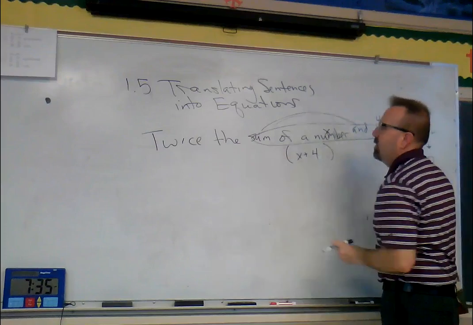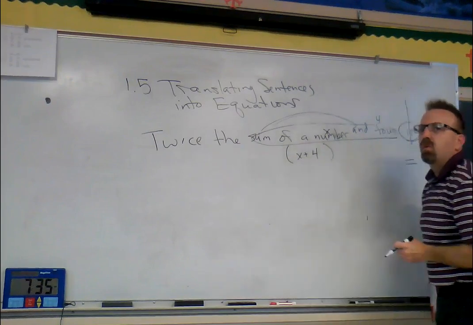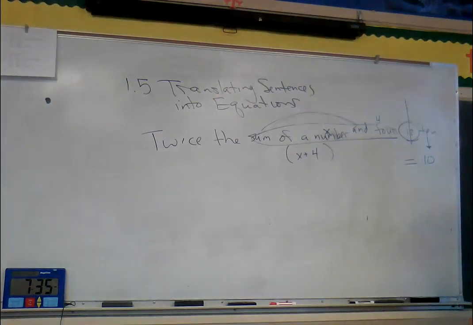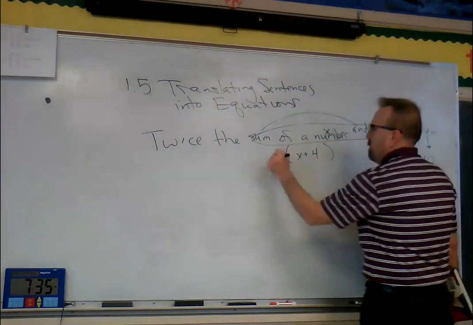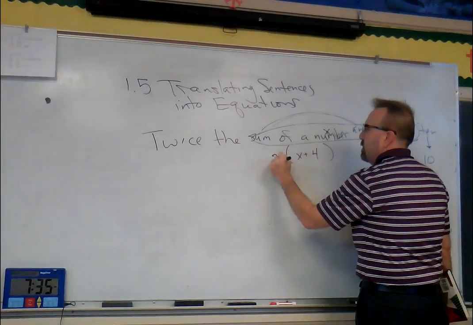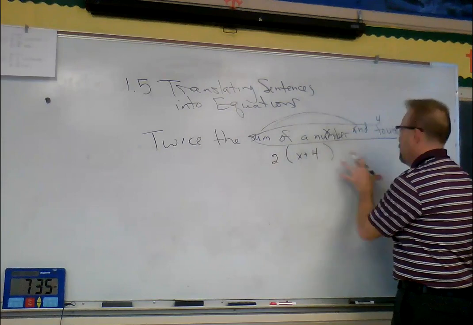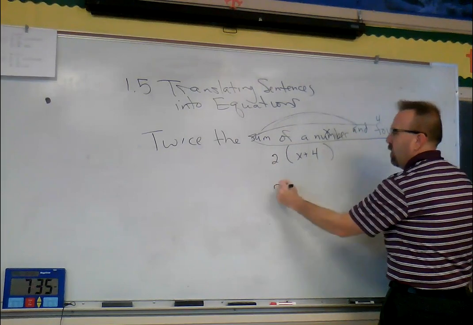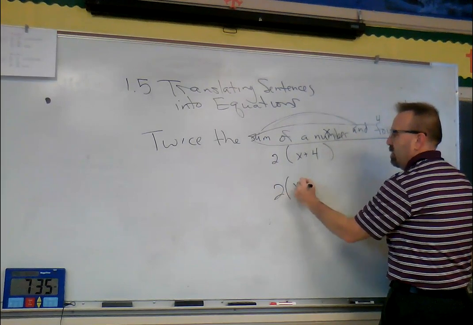Now we have twice that. What does twice mean? So we're going to times this by 2. Do we have to put a dot right there? No. So I'm going to rewrite it a little bit closer, but we have twice the sum of a number, and then that is or equals 10.